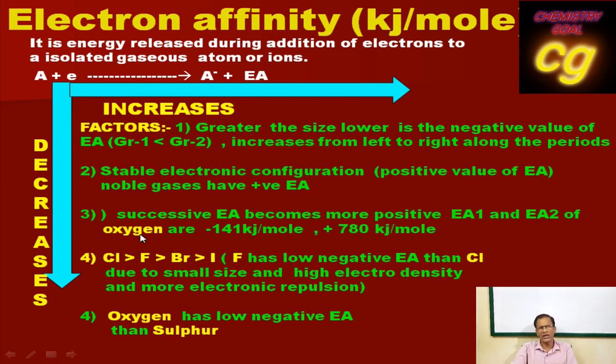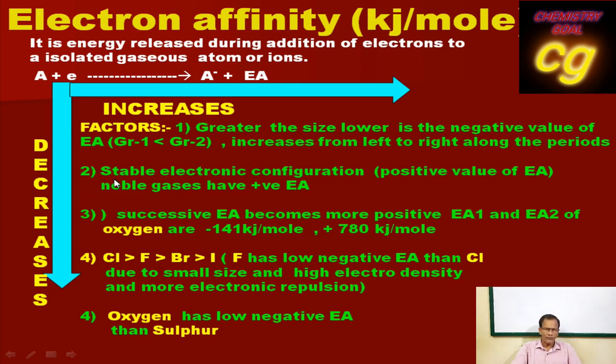And what are the factors regarding electron affinity? Just you see. Greater the size, lower is the negative value of electron affinity. We know that as energy is released, that's why it has a negative sign. Electron affinity is always a minus sign because the amount of energy is released. So the greater the size, the lower is the negative value of electron affinity. That means less energy is released. Larger size, less electron affinity. So the minus sign is smaller. For example, group 1 electron affinity is less than group 2. It increases from left to right along the periods, as already discussed.